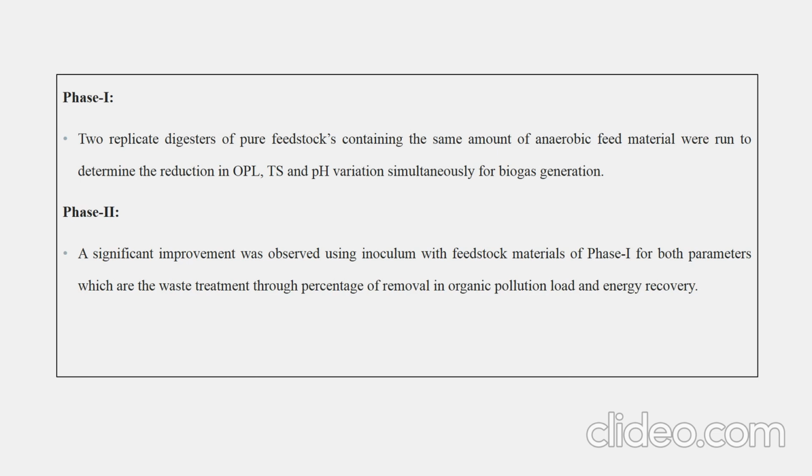In Phase 1, 2 replicate digesters of pure feedstocks containing the same amount of anaerobic feed material were run to determine the reduction in organic pollution load, total solid, and pH variation, simultaneously with biogas generation. In Phase 2, a significant improvement was observed using inoculum with the feedstock materials of Phase 1 for both parameters, which are waste treatment through percentage removal of organic pollution load and energy recovery.